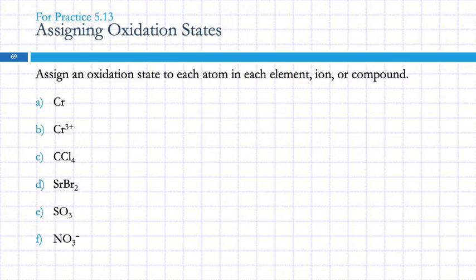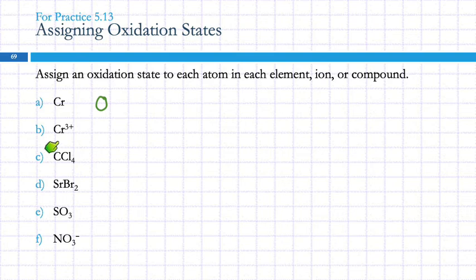Okay, let's practice a little bit here. Assign oxidation state to each atom. So each atom has an oxidation state. So like in this compound here, where we have 3 atoms, each atom has its own oxidation state. So what's the oxidation state for Cr? That would be 0. This is an element, right? It's not an ion or anything. What's the charge on the element? 0. What's the oxidation state? 0.